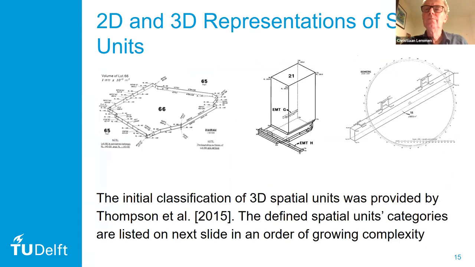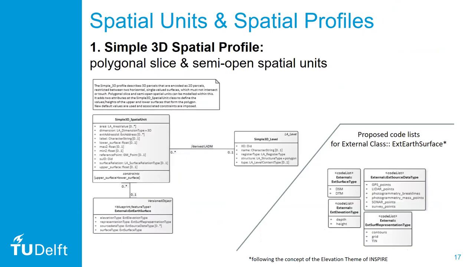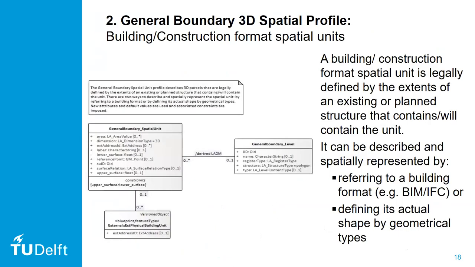And here you see a number of types we identified in the first version: buildings, mining areas, tunnels. And we made a categorization of them from, say, simple sliced polygonal areas to really more complex shapes in 3D spaces for the different types of real-world cases. We developed spatial profiles for the different types of 3D models, polygonal slices, so relatively easy. But you go to also 3D legal spaces that are related to buildings or constructions. So this is kind of new. The legal boundaries can refer to physical boundaries of these constructions.